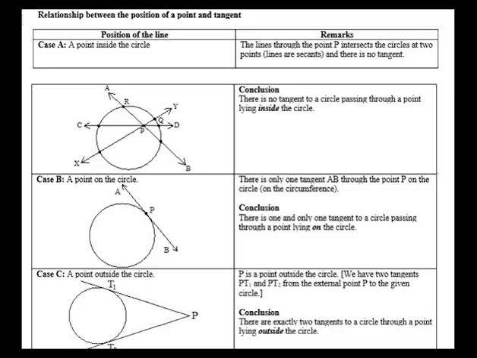Suppose a point lies outside the circle. Let P be the point outside the circle. We have two tangents PT1 and PT2 from the external point P to the given circle. Thus, there are exactly two tangents to a circle through a point lying outside the circle.